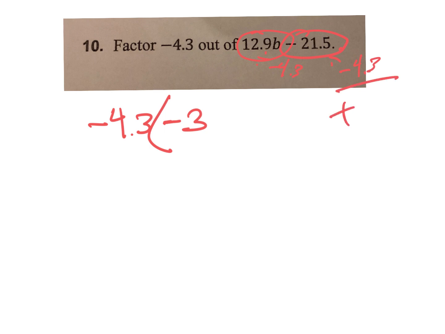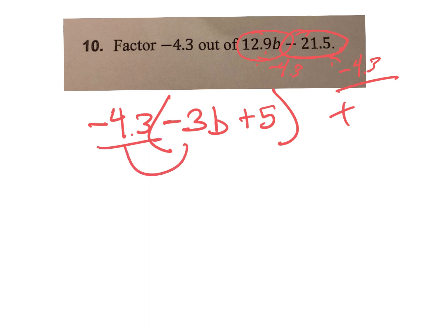So it's going to be a positive something. So now I go 21.5 divided by 4.3, and that gets me 5. Oh, that's B. And it's a positive 5, so it's plus 5.